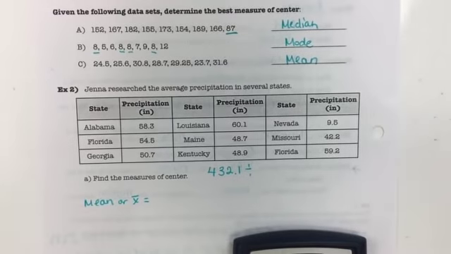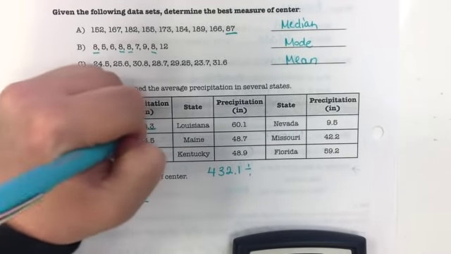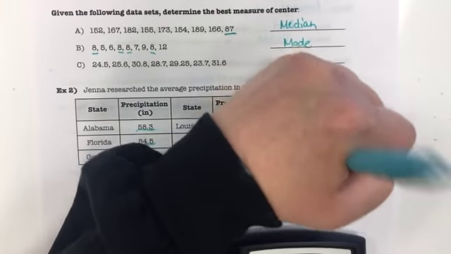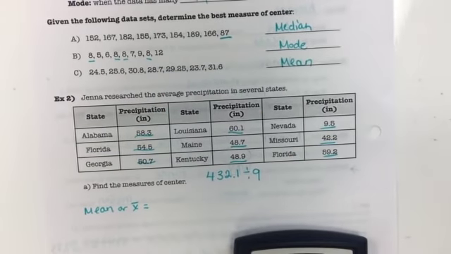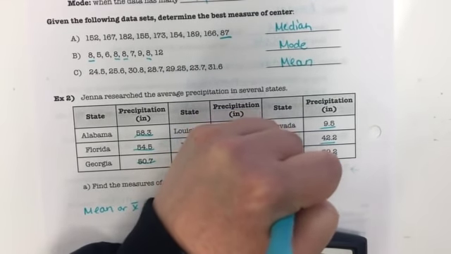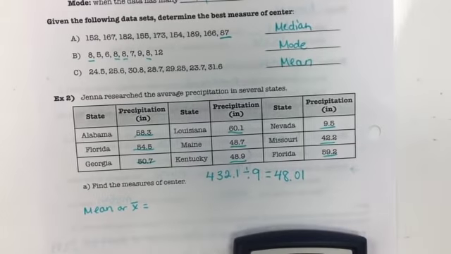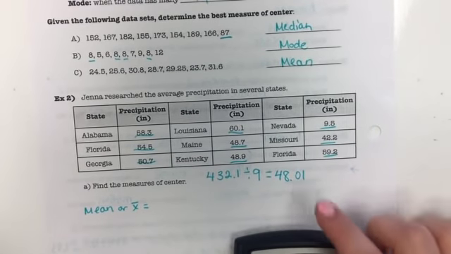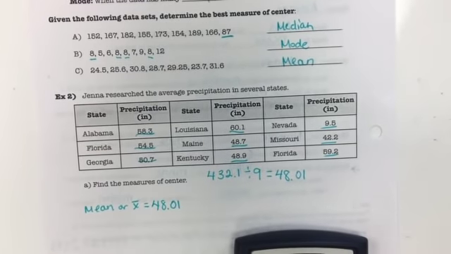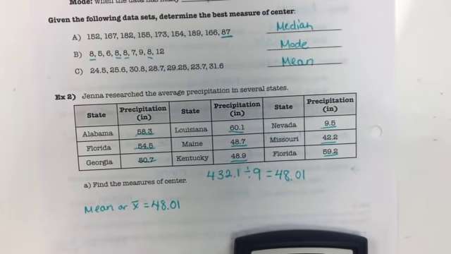Then we're going to divide this by 9 because there are 9 sets of data here. And that should get you an answer of 48 and 1/100th. Again, I would round to the nearest hundredth. I think that's easiest. So our mean is going to be 48.01 or 48 and 1/100th.